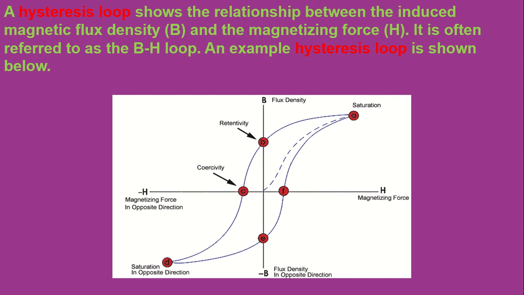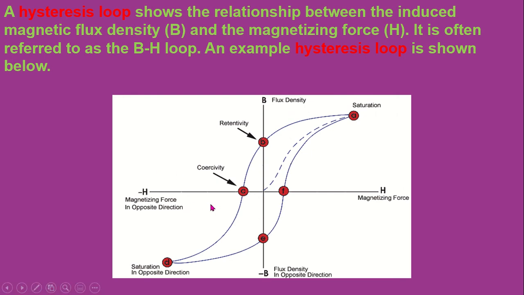The value of H which brings B to 0 is called coercive force, and this phenomenon is known as coercivity, which is at this point C, where the value of B becomes 0.